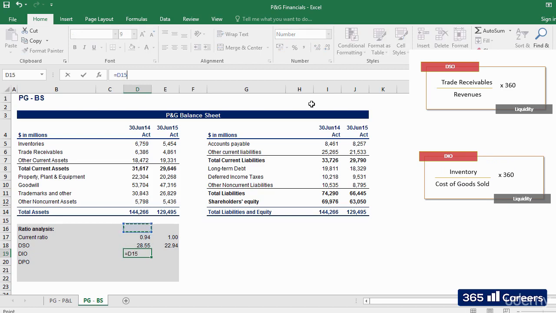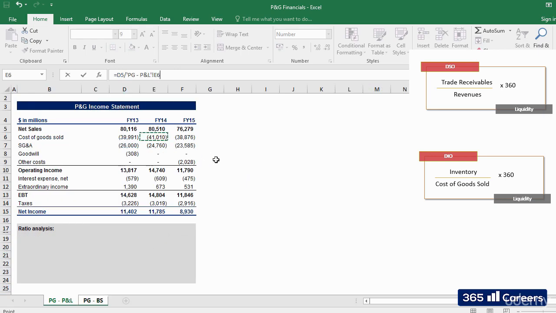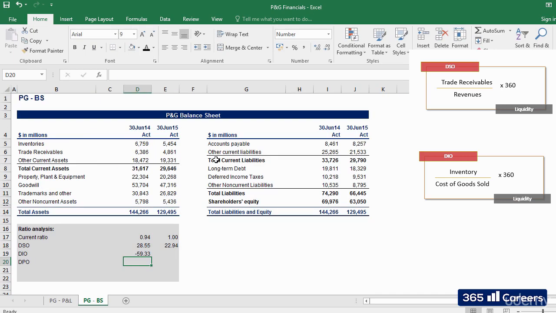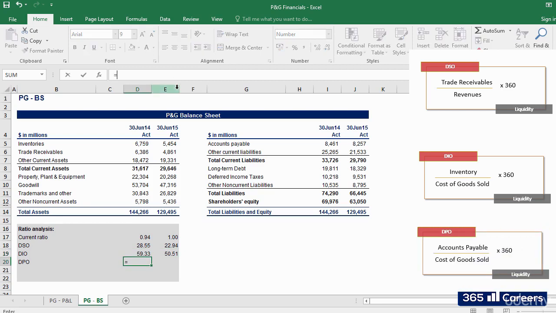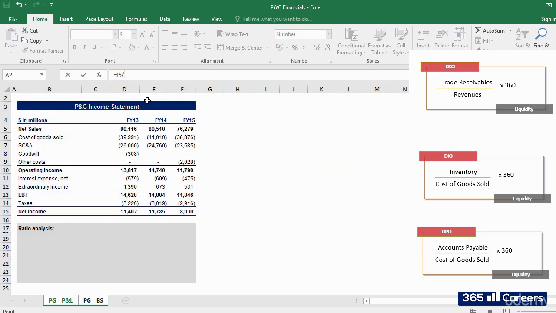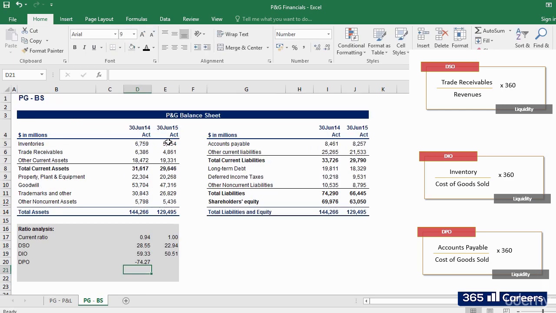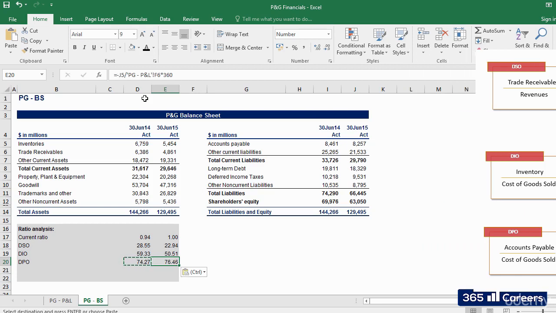In order to obtain DIO, we need to divide inventories by the firm's cost of goods sold for the respective year and multiply by 360. I'll have to put a minus sign in front of the formula because COGS are negative in the income statement that we have here. Very well. Let's do the same exercise for DPO. We have to divide accounts payable by COGS and then multiply by 360. Again, we'll need a minus sign in front of the formula because we are calculating days, and days can't be negative.